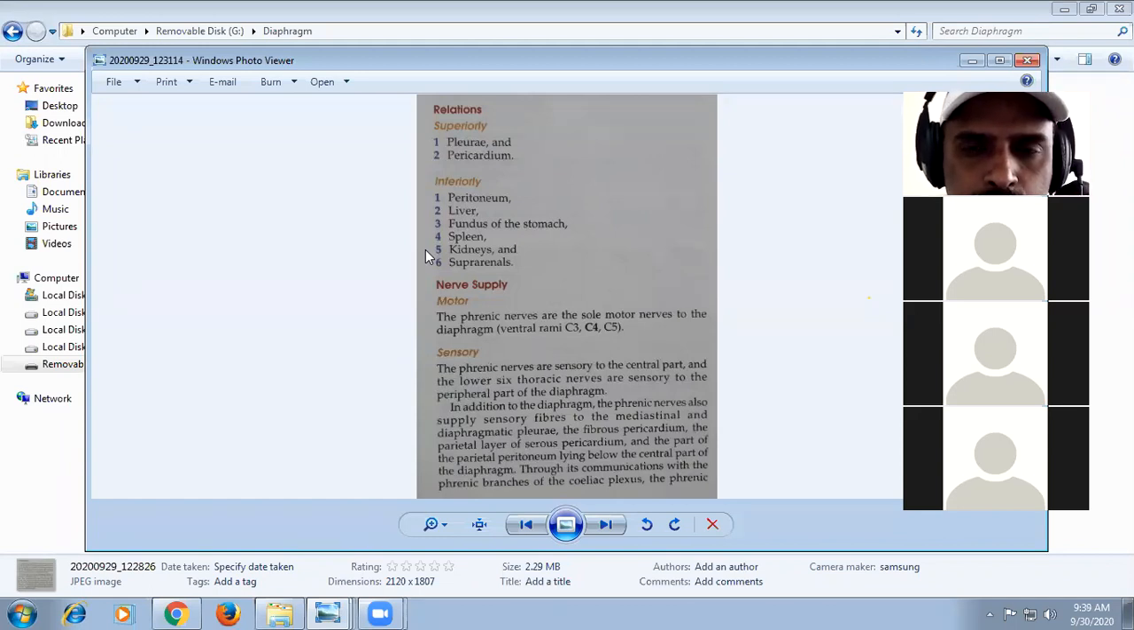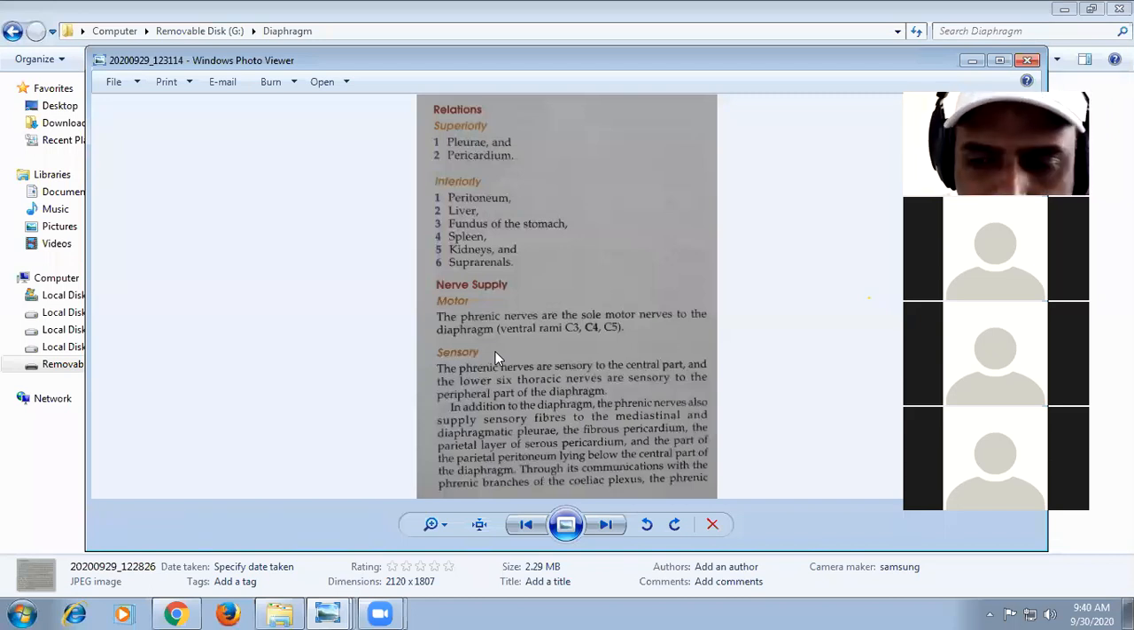And superiorly, you have pleura and pericardium, because the central tendon of the diaphragm is where almost all the pericardium and heart are situated. This is all about the relations of the diaphragm, superiorly and inferiorly. So next comes the nerve supply. As it is a muscle, you have studied the introduction, definition, origin, insertion, the larger openings, the smaller openings, and relations. Now you have to come to the nerve supply of the diaphragm.